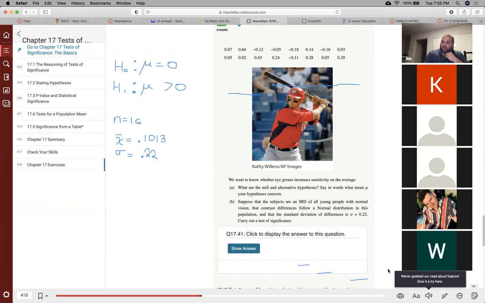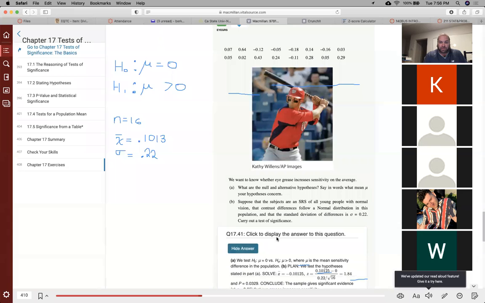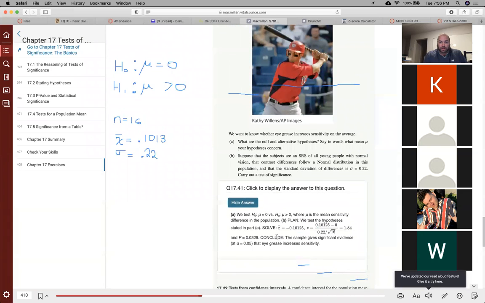And therefore, my conclusion is what? What do I do with a statistically significant result? You have to reject it. You reject the null hypothesis. So let's see what they say. We test H naught: mu equals 0 versus HA. They use HA, I use H1, different notation, same thing.